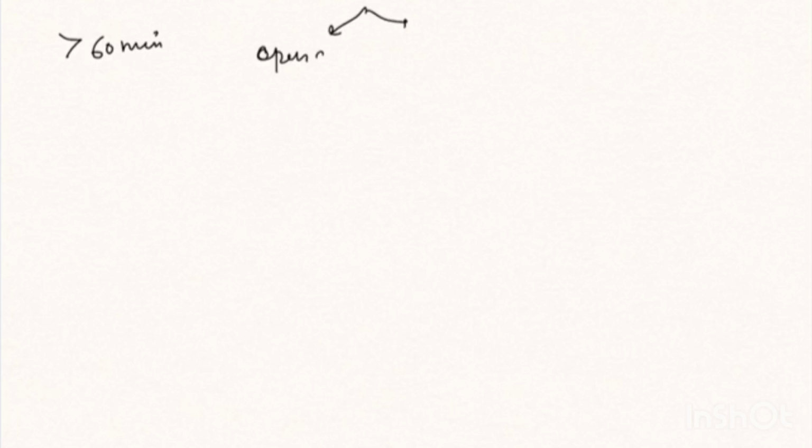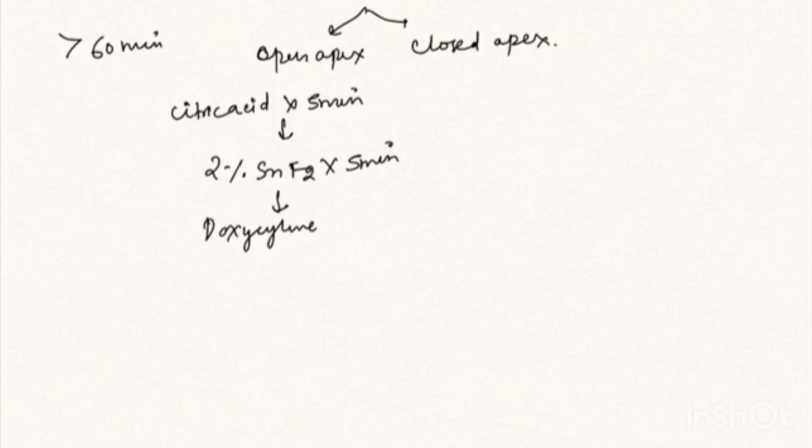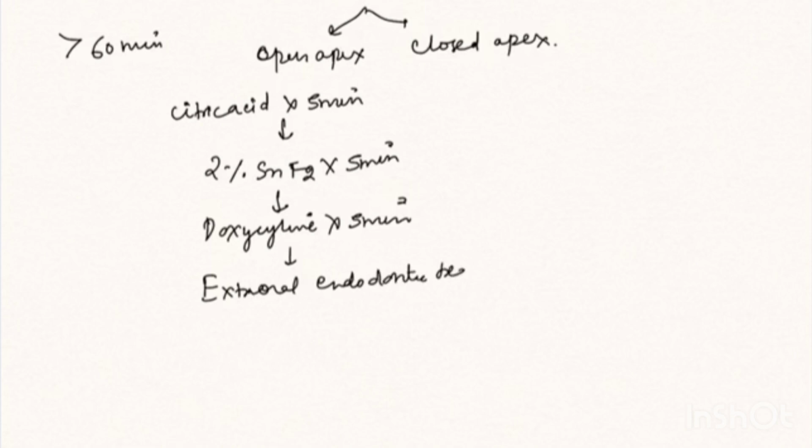Now if the extra-alveolar time is more than 60 minutes, first we will see whether the root is having open apex or closed apex. In case of open apex, we will dip the root in citric acid for 5 minutes, and then we will dip the tooth in 2% stannous fluoride for 5 minutes, and after that doxycycline for 5 minutes, and then we will do the extraoral endo treatment and then reimplant the tooth and recall the patient after every 6 months.